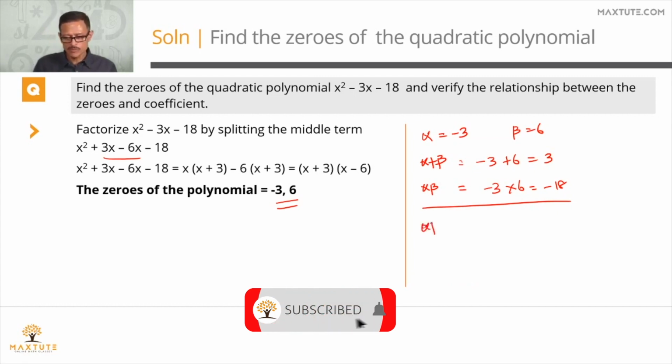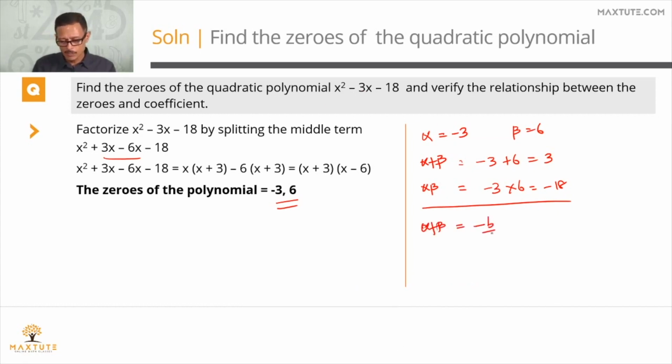What is the sum of the zeros for a quadratic polynomial? It is minus b upon a. What is b here? Minus 3. So that's going to be minus of minus 3. A is equal to 1. So minus of minus 3 is a plus 3 by 1, which is equal to 3. Alpha plus beta using the coefficients is 3. Alpha plus beta using the zeros is 3. So these two matched. Let's verify the second part too.